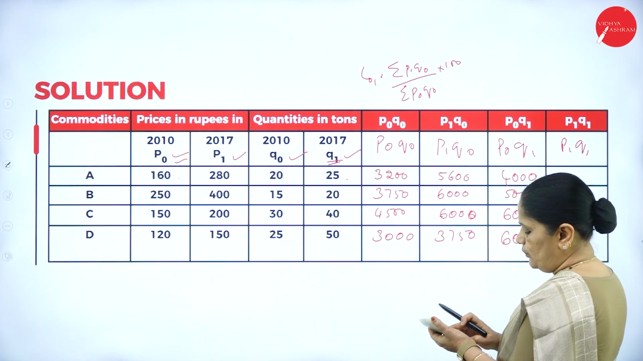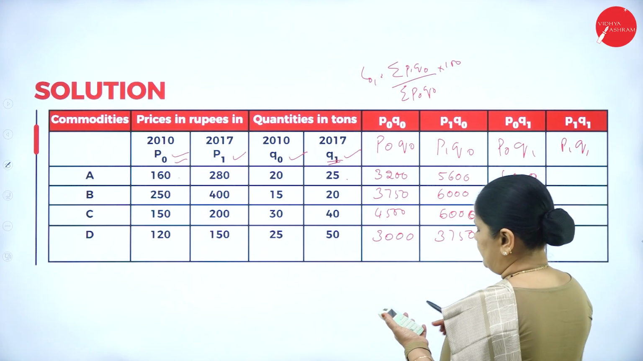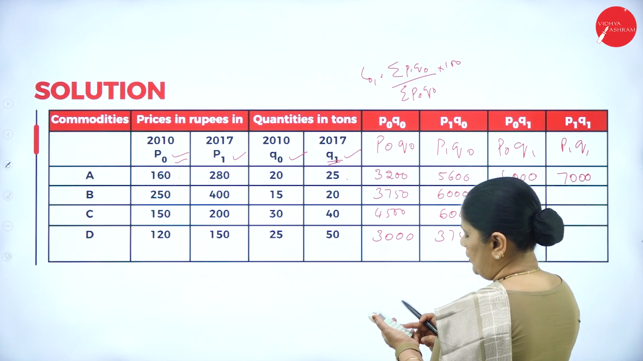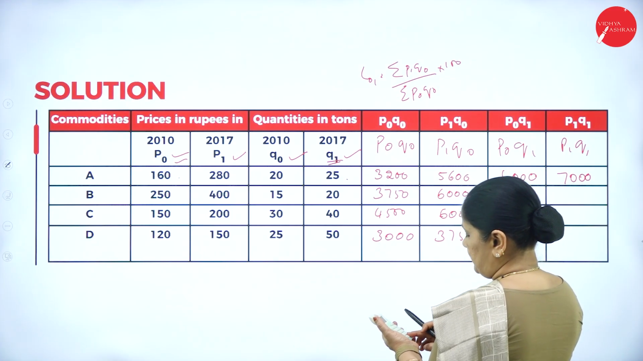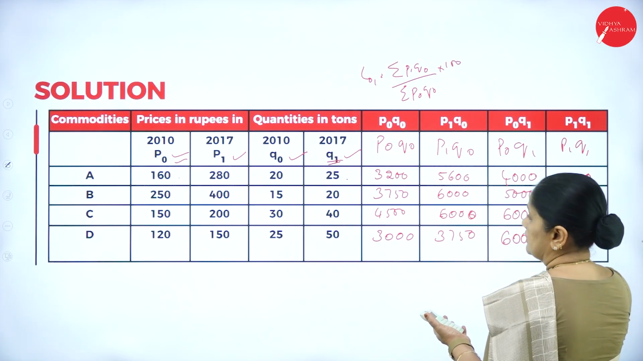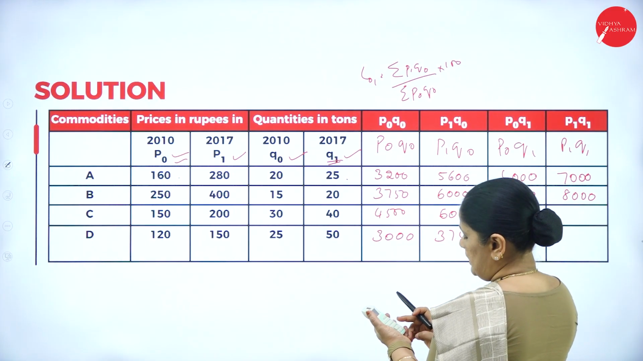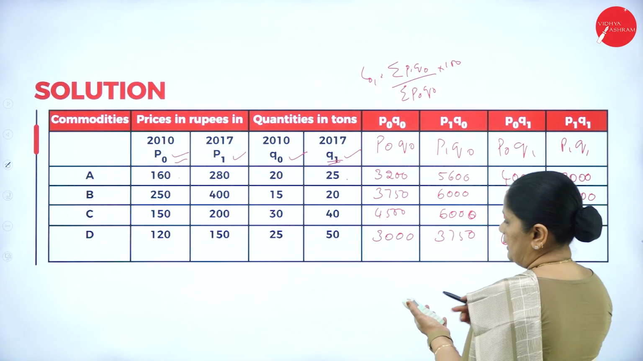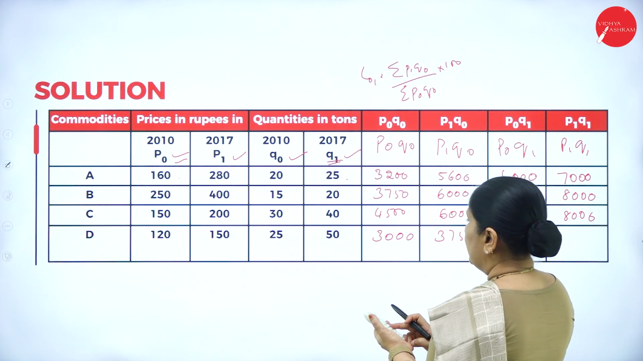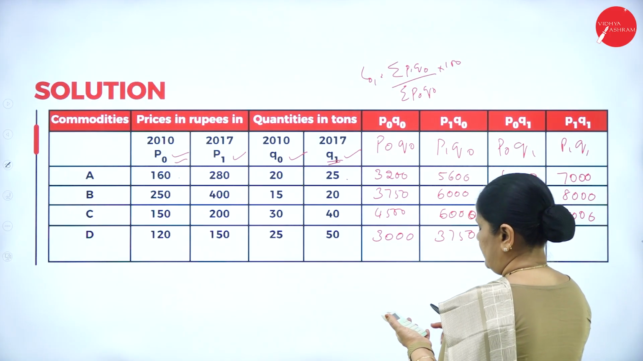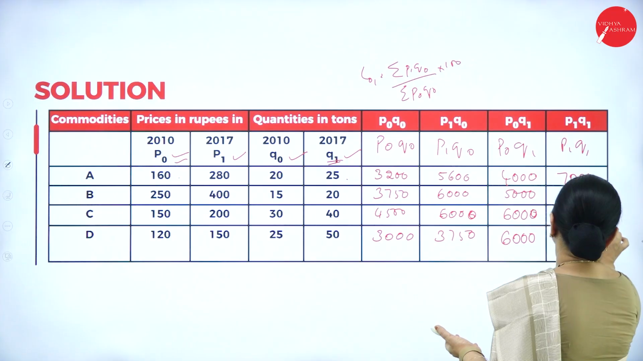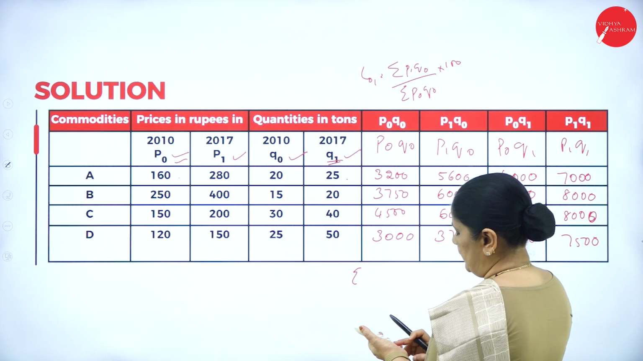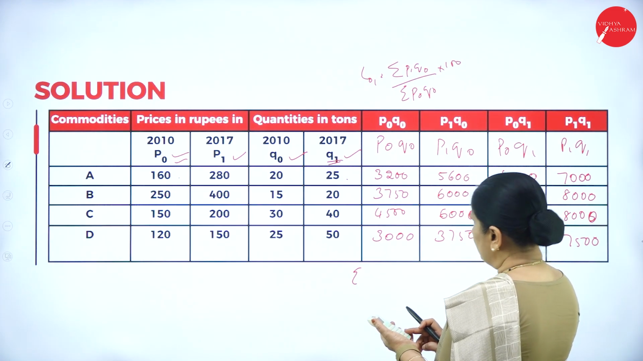Next, P1 Q1. So, that will be 280 into 25. This is 7000. Next, 400 into 20, 8000. Next, we have 200 into 40, 8000. Next, we have 150 into 50, 7500.